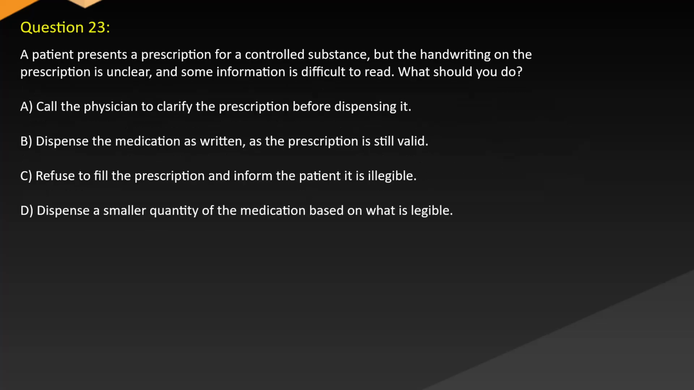Question 23. A patient presents a prescription for a controlled substance, but the handwriting on the prescription is unclear and some information is difficult to read. What should you do? A. Call the physician to clarify the prescription before dispensing it. B. Dispense the medication as written, as the prescription is still valid. C. Refuse to fill the prescription and inform the patient it is illegible. D. Dispense a smaller quantity of the medication based on what is legible.